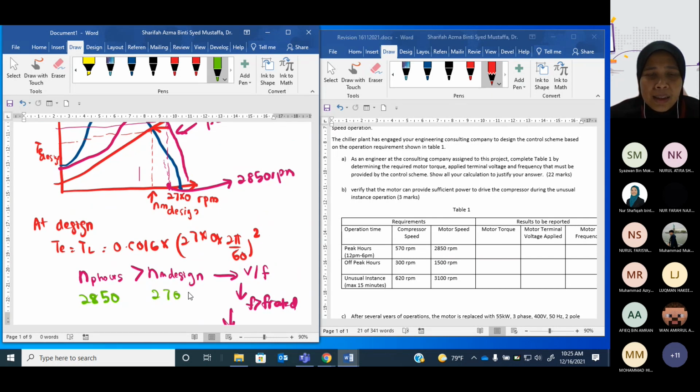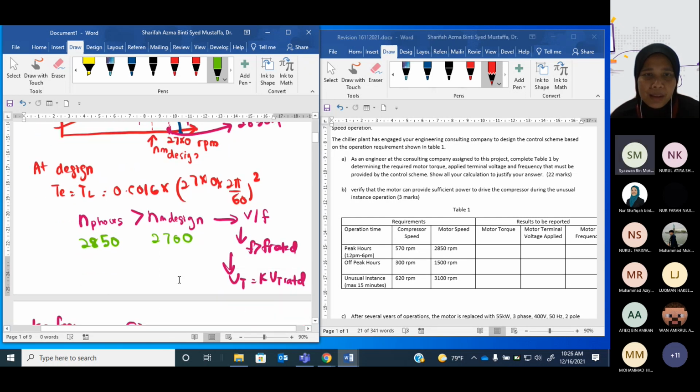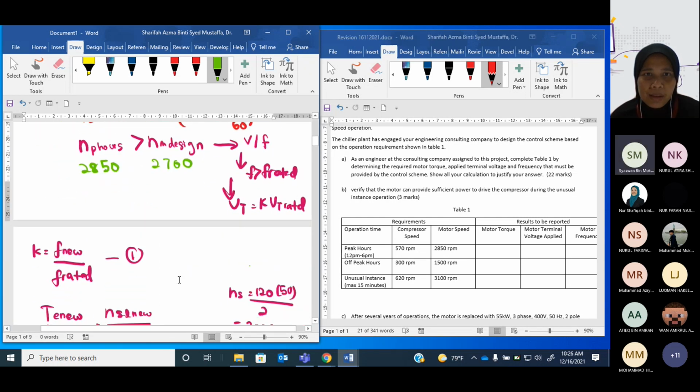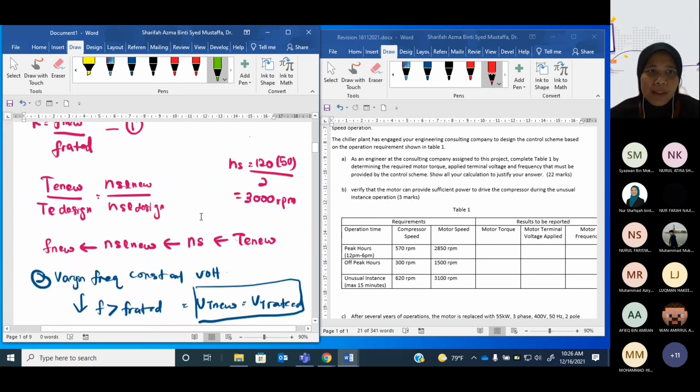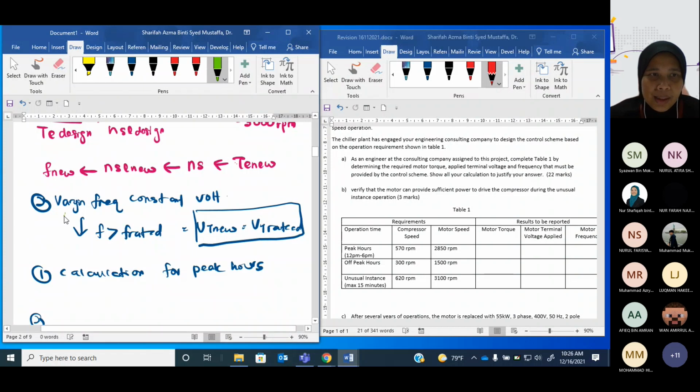So it is greater than the 2700, let's say. So the N here is greater than the design. If it is greater, do we use V over F or variable frequency? Variable frequency with constant voltage. Variable frequency with constant voltage, right? So we use this number 2. Yes. Greater. Alright, this one is for an operation greater than the design.